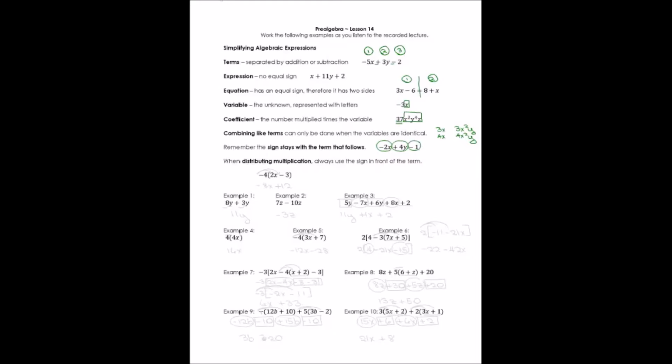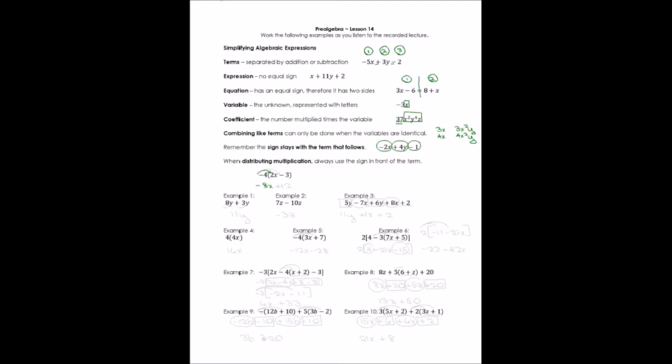Now, when you're distributing multiplication, you'll note that that means you have a number or a term that's directly in front of a parentheses, and inside that parentheses we have one or more terms. That tells us we need to multiply whatever's in front of the parentheses times each term that's inside the parentheses. We always use the sign in front of the term when we do this multiplication. With this example, we would say a negative 4 times 2x. That would give us a negative 8x.